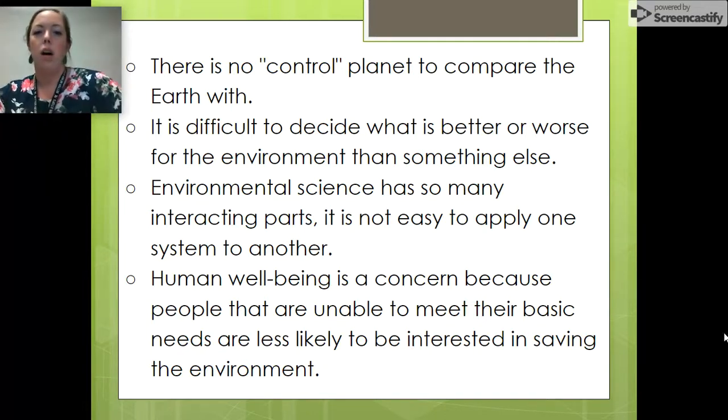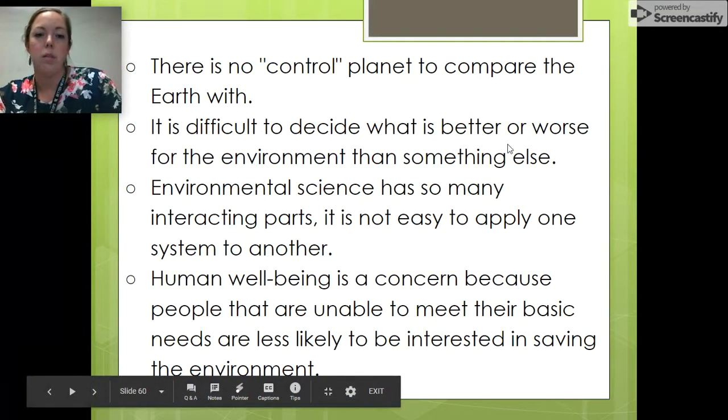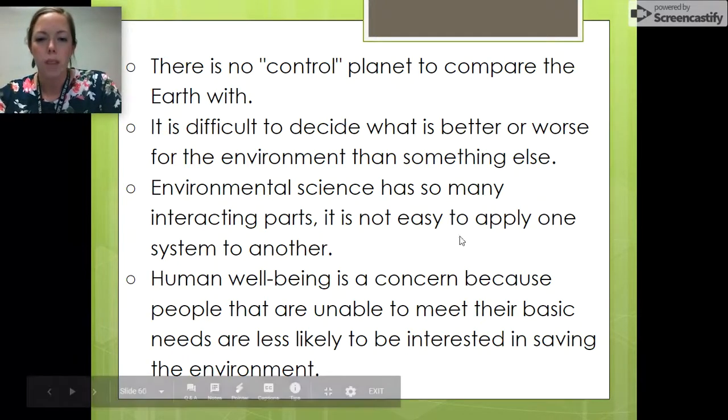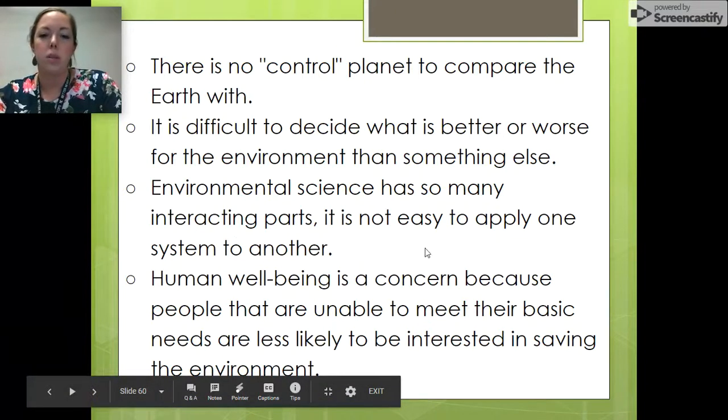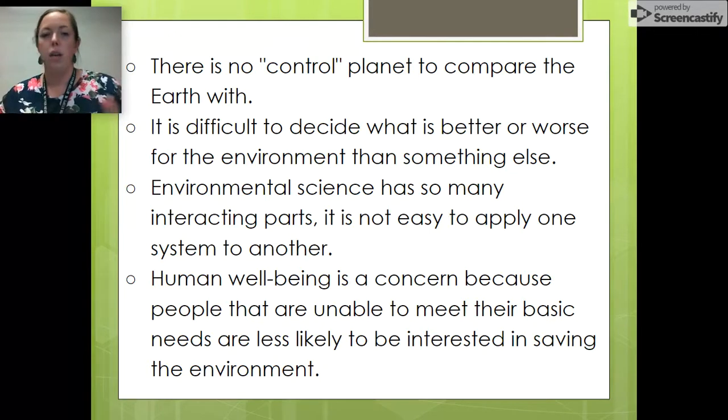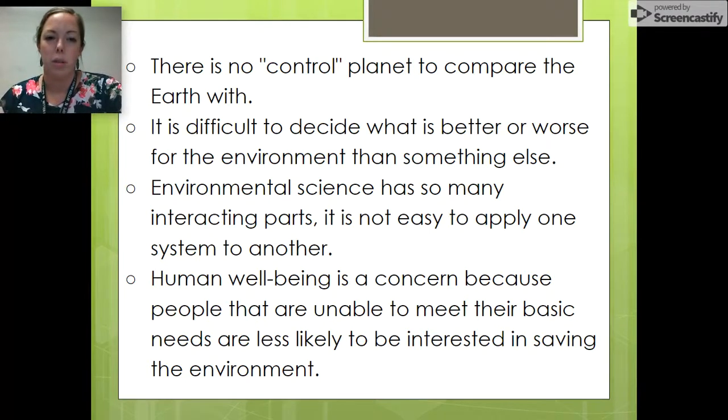All right? Also, because of that, it's difficult to decide what's better or worse for the environment than something else. Like I said before, it's all gray. It's one big, hot, dirty mess. It's really difficult to decide what's the best solution. When you guys did your Cats of Borneo activity, you saw that one solution, even though it did take care of the problem, also led to lots of unintended consequences, and that makes it really difficult. It's not easy to apply one system to another because there are so many interacting parts, and because humans can manipulate our environment and ecosystems, it makes it really difficult.